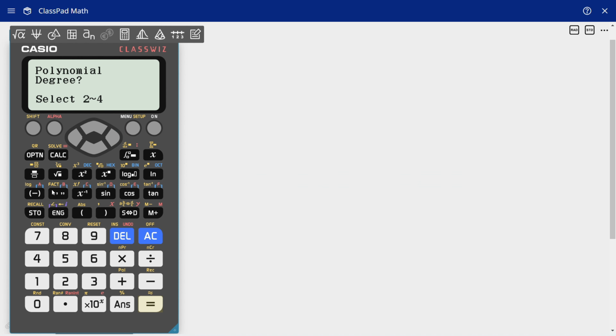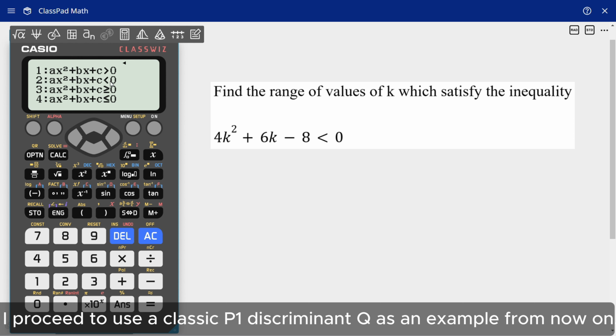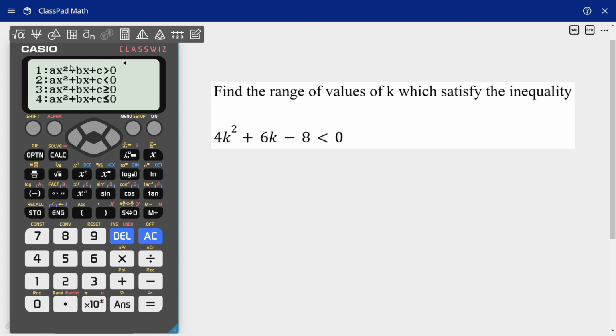Next up, we have inequalities. It asks for a polynomial degree, and then it asks us to find the values when x is greater than 0, less than 0, greater than or equal to, or less than or equal to 0. So this is great for the discriminant when you're trying to calculate a value of k, for example, for when the lines never meet. So that's when the whole thing is less than 0.